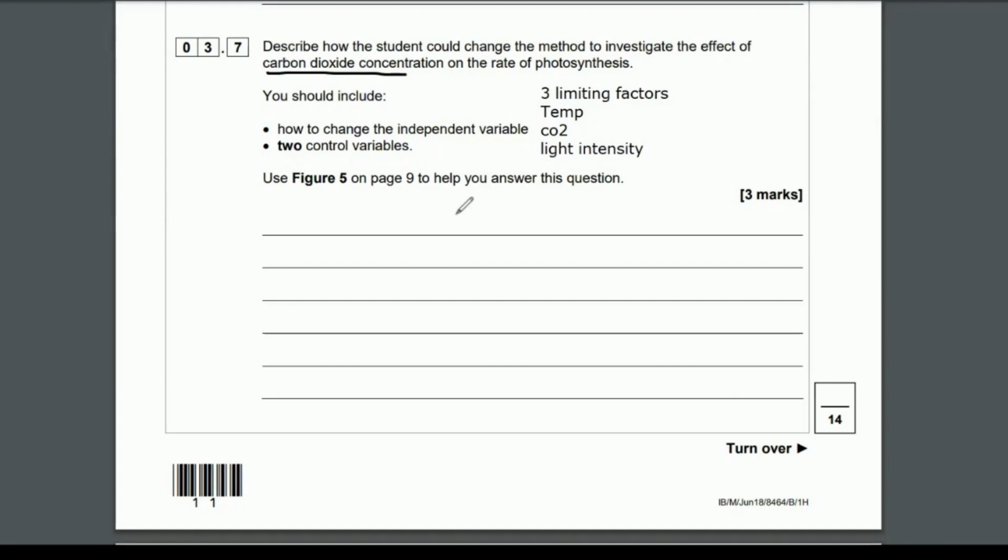Now, they gave you a big fat clue, and I talked about it at the start. It's called sodium hydrogen carbonate. You need to memorize that, because that's how we control the CO2. So we can say change the mass of sodium hydrogen carbonate. So you might want to do it 5 times. So like 1 gram, 2 gram, 3 gram, 4 gram, 5 gram. You get the idea. So we're going to do 5 different masses.